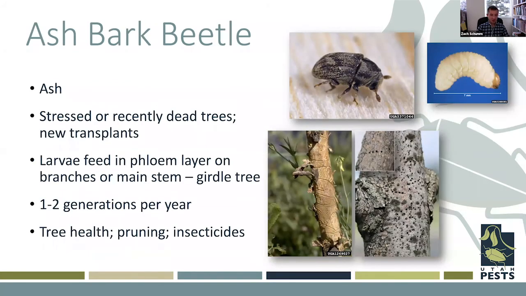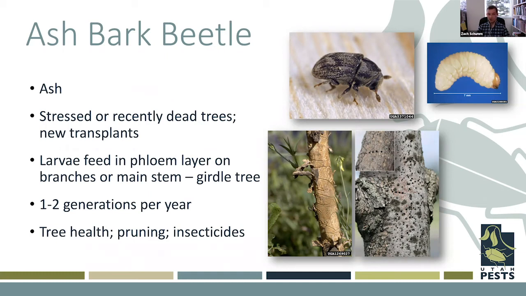And then we have the ash bark beetle. This is a really small type of bark beetle, in a different family from the other insects we've talked about. These will just attack ash, and they also just attack really stressed out trees or recently dead trees. There's been some information as well that these will attack newly transplanted trees, but certainly a newly transplanted tree is going to be under more stress than one that is well established, right?